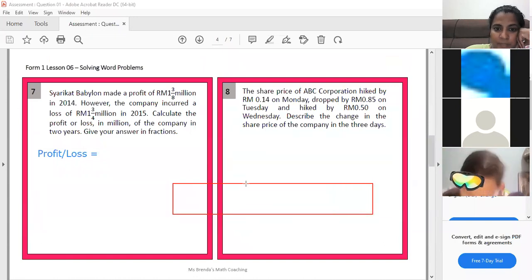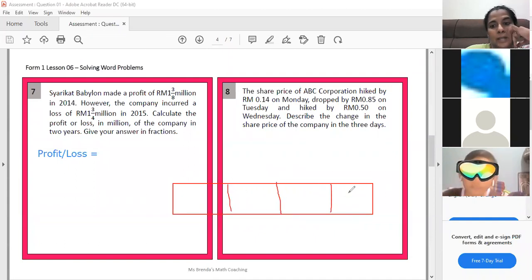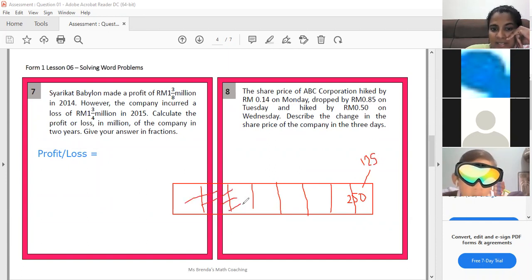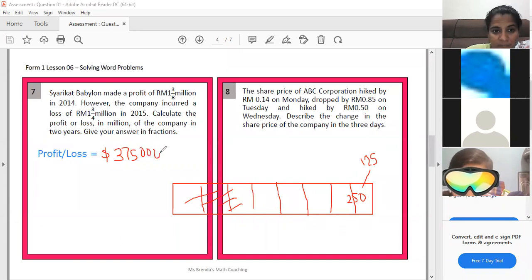You have 1,000,000, okay? And you divide into 2 parts, that would be 500,000. You divide into 4 parts, that would be 250,000 every part, right? And you divide it into 8 parts. 1, 2, 3, 4, 5, 6, 7, 8. Each part would be 125,000, right? And you have 3 parts means 375,000. So yes, you can write this as first profit of 375,000. So positive, profit means positive.